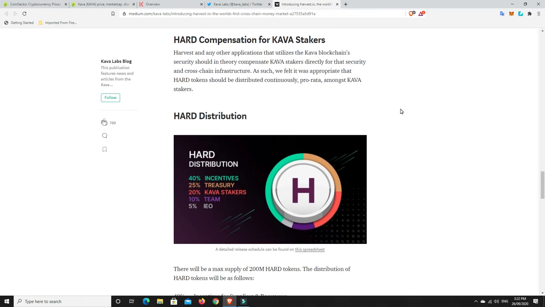All right. Hard compensation for KAVA stakers. Harvest and any other applications that utilize the KAVA blockchain security should in theory compensate KAVA stakers directly for that security and cross-chain infrastructure. As such, we felt it was appropriate that hard tokens should be distributed continuously pro rata amongst KAVA stakers. So I'm staking KAVA, and if you want to get in and stake KAVA, you will be rewarded. That's what it's all about. We're all trying to find ways to invest and make some passive income, really. So this might be something that you're interested in. It's definitely something that I'm interested in, and I'm going to be onto Hard and this Harvest IO straight away.